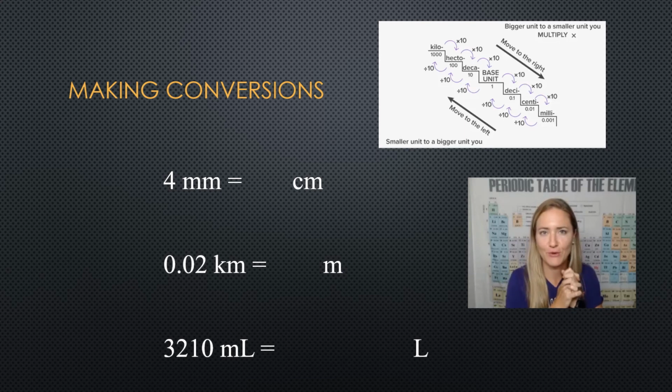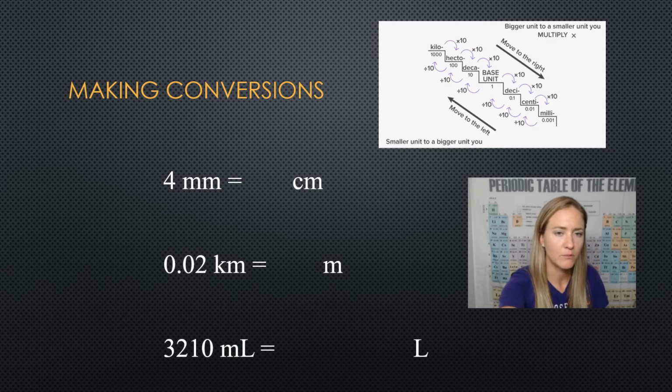Okay, I've got 3 more practice problems for you here. Starting with 4 millimeters, I'm going to find where milli is, and I want to convert that to centimeters. So that means I'm going to go from milli to centi, that's 1 jump to the left. So I move my decimal point, and again, my decimal point is understood to be at the end of the number, so that's really 4.0. So I would move my decimal point 1 place to the left, and I get 0.4 centimeters for my answer.